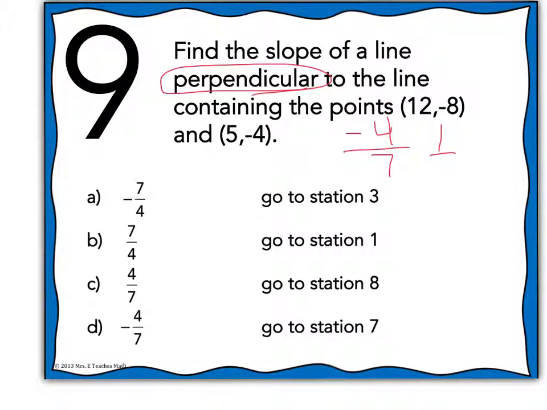So perpendicular is opposite reciprocal, so I will want to do the opposite sign. It was negative, now I should be positive. And then reciprocal means flip the fraction. So I will want to be a positive 7/4. So B would be the correct choice.